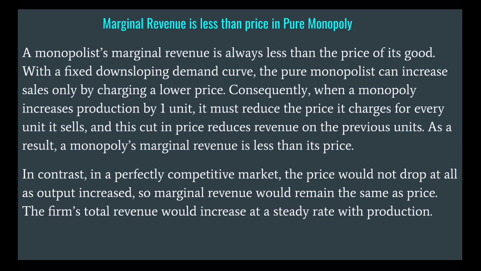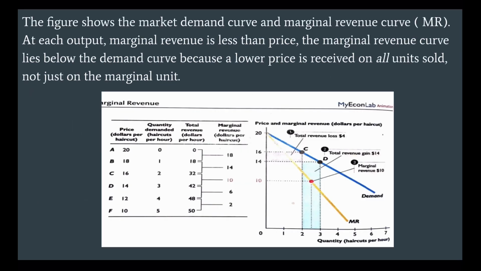In contrast, in a perfectly competitive market, the price would not drop at all as output increased, so marginal revenue would remain the same as price. The firm's total revenue would increase at a steady rate with production. The figure shows the market demand curve and marginal revenue curve; at each output, marginal revenue is less than price. You can see the marginal revenue curve lies below the demand curve because a lower price is received on all units sold, not just on the marginal unit.